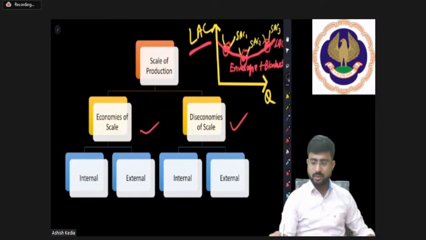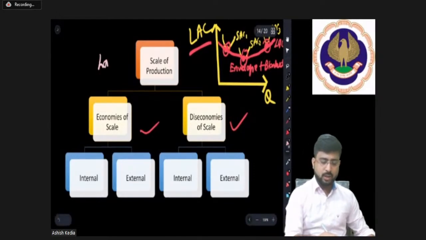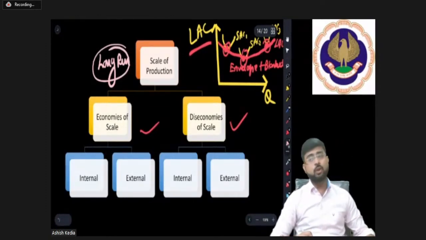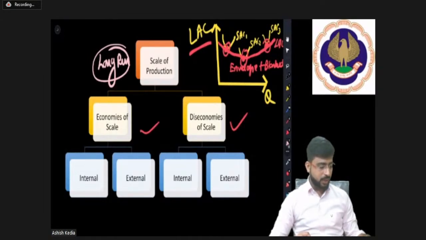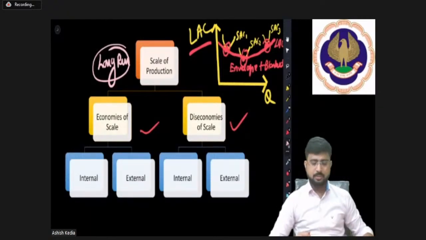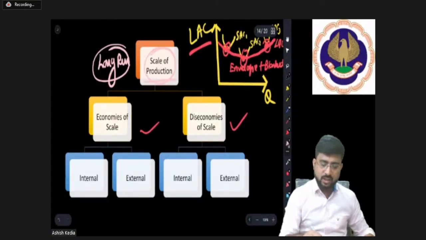Remember, lovely friends, that since you are in the long run, you have to talk only about concepts related to the long run. Forget about the short run now. If you think of the short run, you are gone. It's an absolute waste of time, sir. So please remember that in the long run, scale of production is what we talk about.